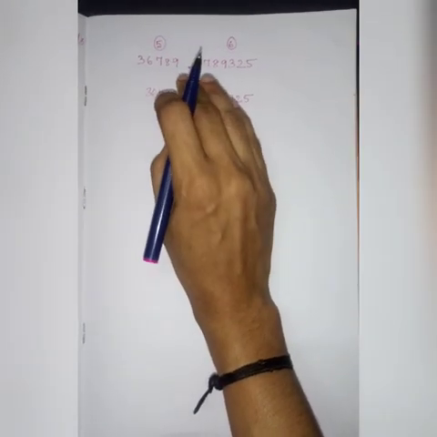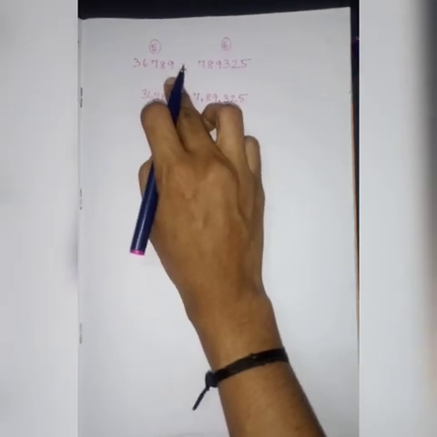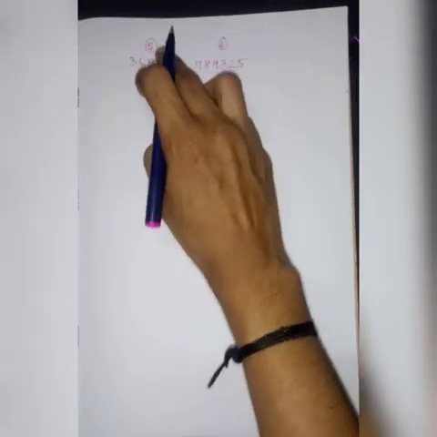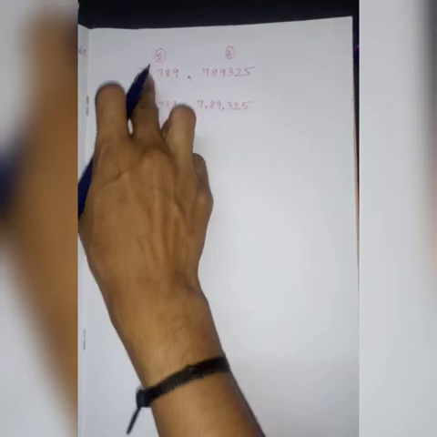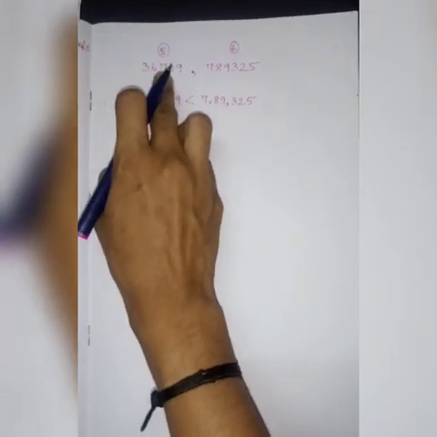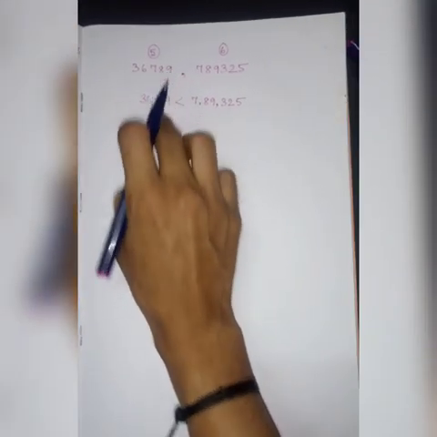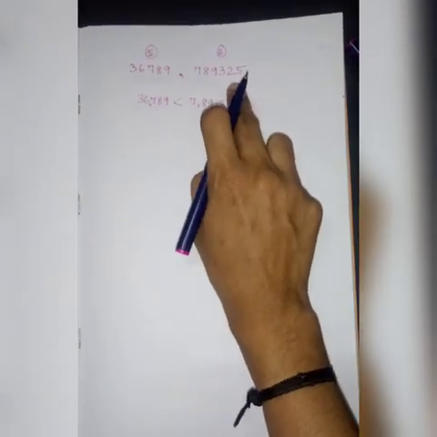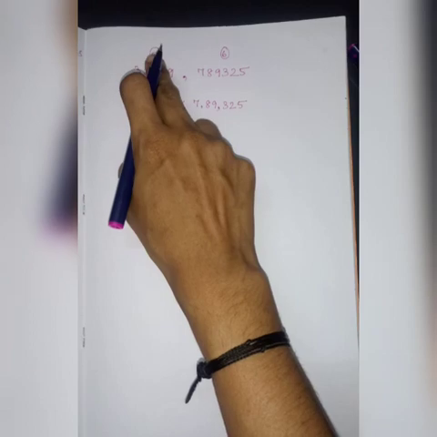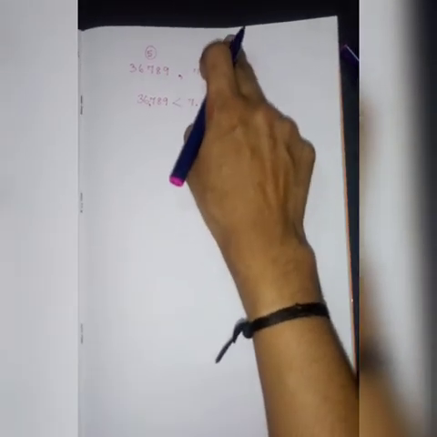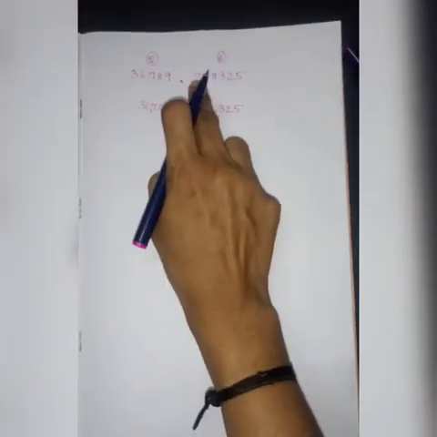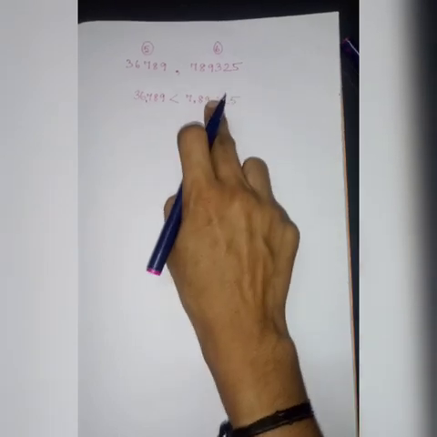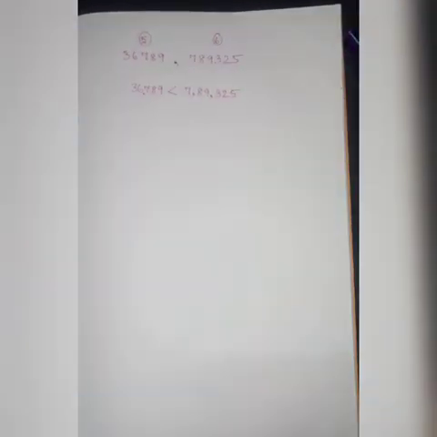Here we have to count the number of digits. That is our first rule. Here the number of digits is 5. Digit means what? An individual number is a digit. 3 is one digit, 6 is one digit, 7 is one digit, 8 is one digit, 9 is one digit. So here the number of digits is 5. Here the number of digits is 6. So which has more digits? 6 digits is more when compared to 5. So obviously this number is greater than this number.